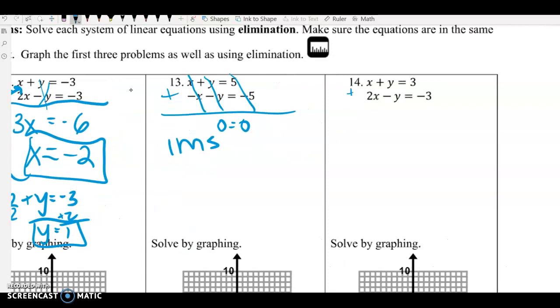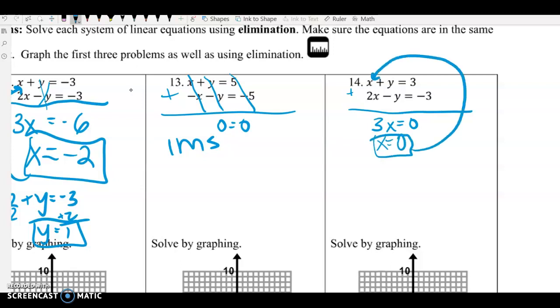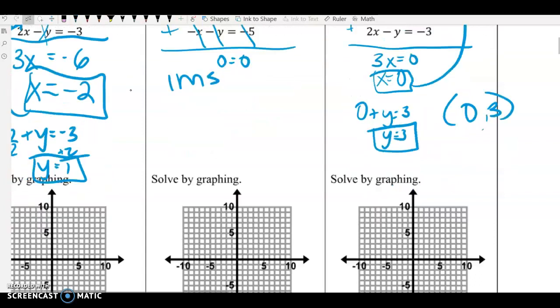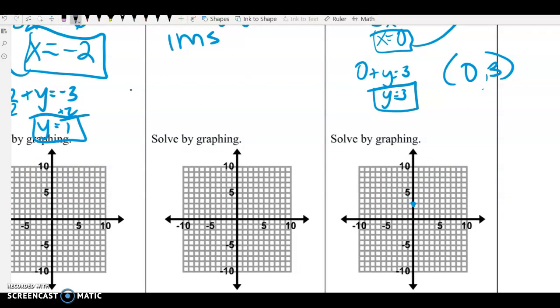14, I'm going to go ahead, make my addition sign, make sure my x's line up, my y's line up. I see my y's eliminate, so I'll be left with 3x equals 0. A lot of you guys think that this means there's no solution. No, that means the lines just intersect on my y-axis, so I know x is 0. Now I need to go plug it back into my equation. 0 plus y equals 3. If I get rid of that 0, I just get y equals 3. So my ordered pair is 0, 3, which means my line will intersect down here on the y-axis.